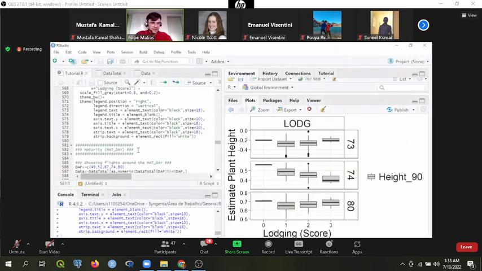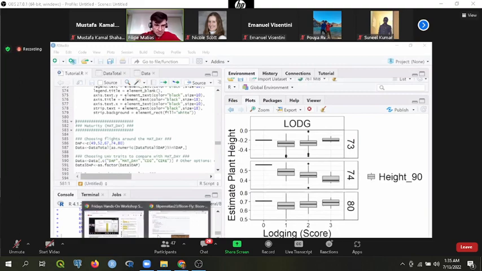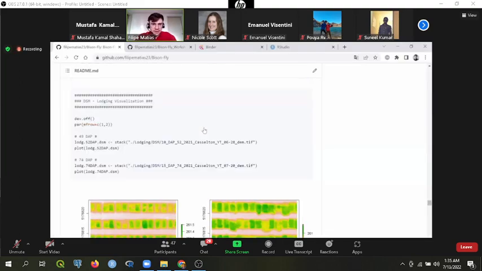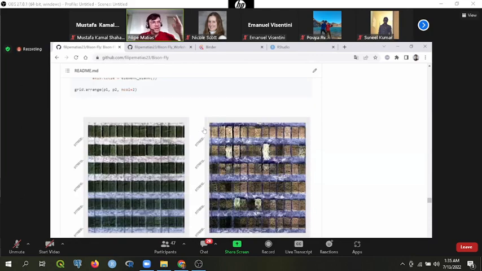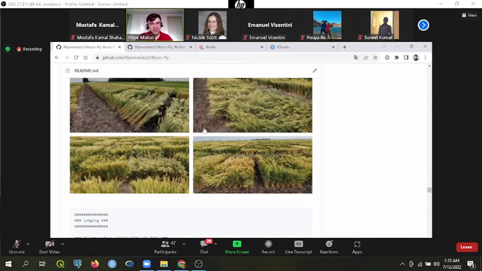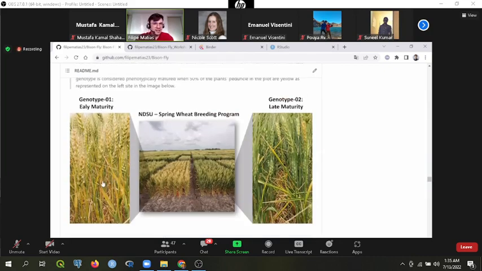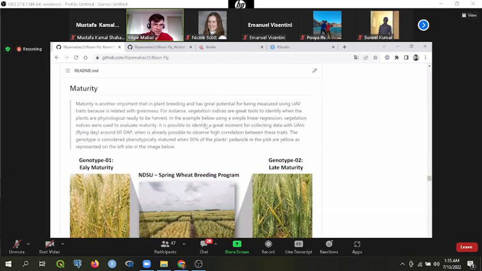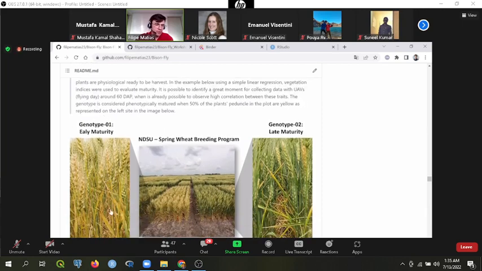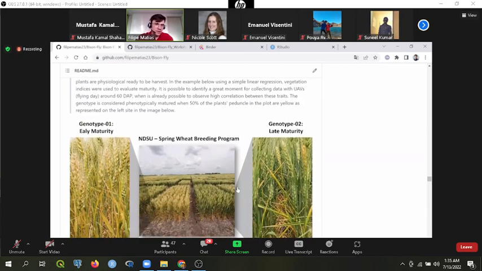All right, let's talk about maturity. In the tutorial, there are more steps and other code to play around with as well. So for maturity, we normally go to the field and classify the genotypes as early maturity when 50% of the plants have the peduncle yellow, right? If it's green, like here, it is not mature yet, for example, and if it is yellow at 50%, it is already mature.